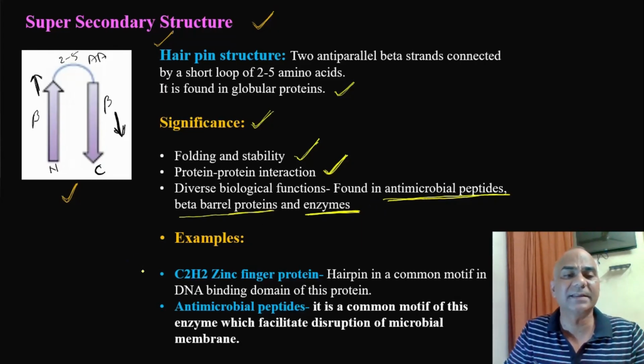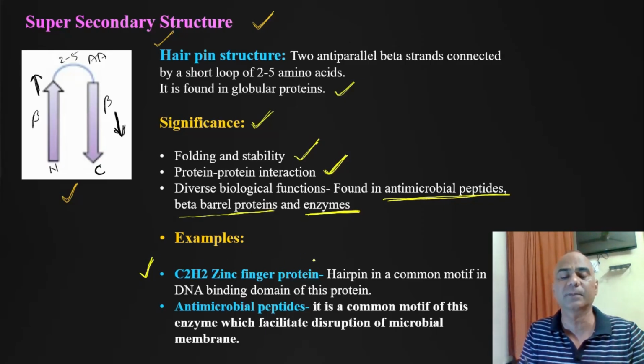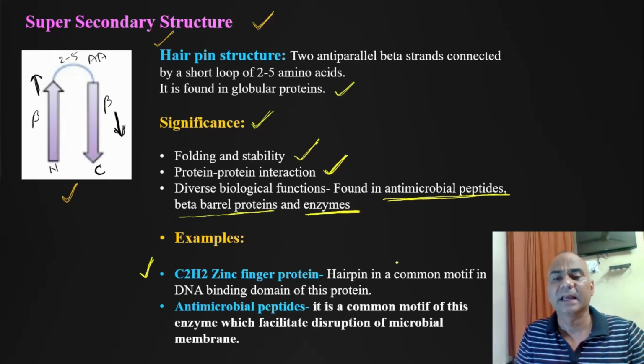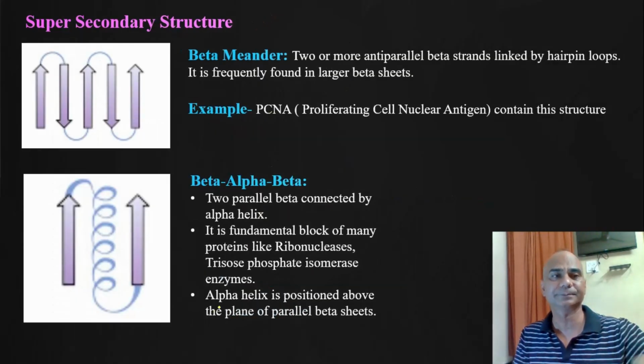As an example, you have to understand the C2H2 zinc finger protein, a special kind of protein. In this protein, the hairpin is a common super secondary motif in the DNA binding domain. Similarly, in the antimicrobial peptide, it is a common motif which facilitates the disruption of the microbial membrane. These are the specific functions of the super secondary structure.